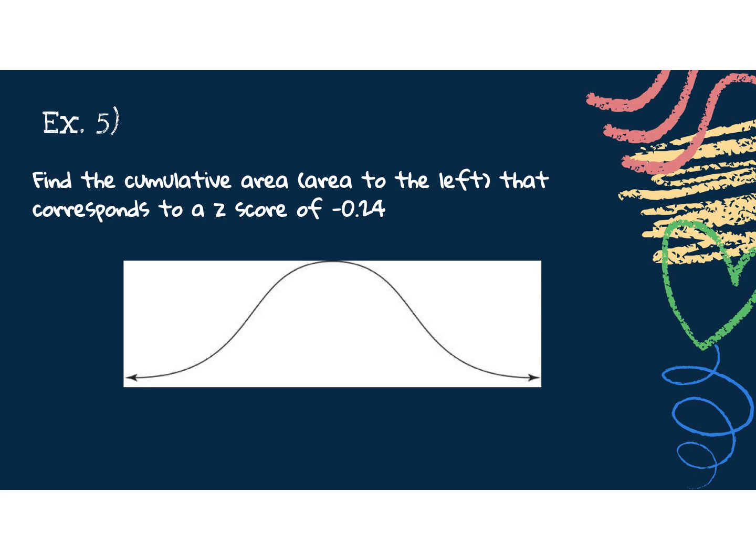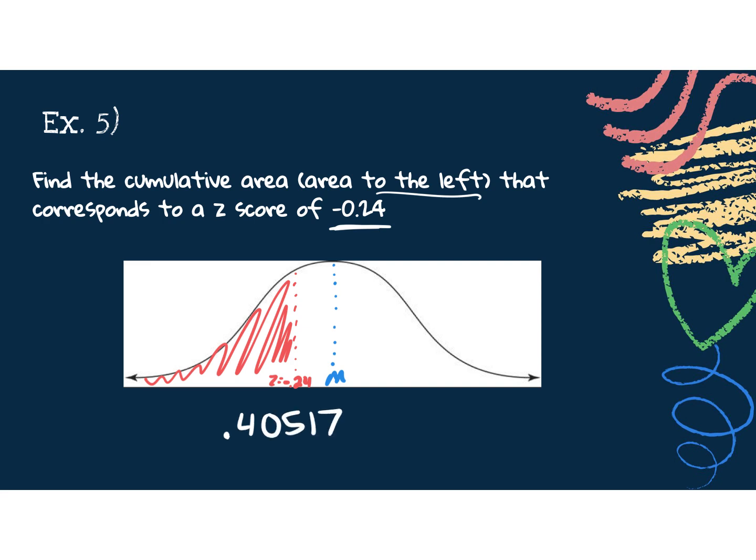Example 5 wants the same thing, the area to the left. This time a z-score of negative 0.24. Our mean would be down the middle, and negative would be to the left, negative 0.24 around here. We want everything to the left. If we go to our standard normal table, that gives us an area of about 0.40517, or 40.52%.